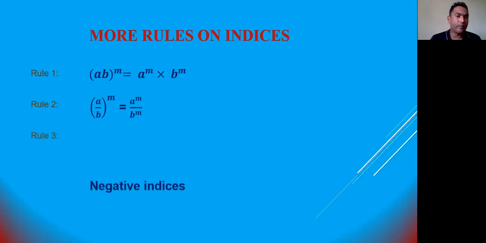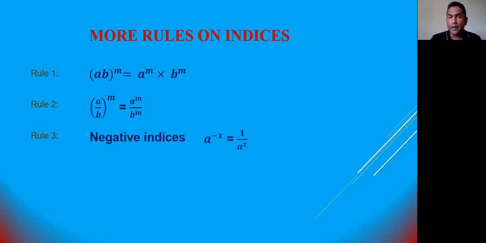Rule number 3, negative indices. If you have a power minus x, that is, the power is a negative number, you can write it as a positive index, provided that you write it in the denominator.